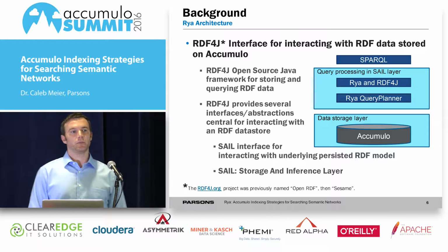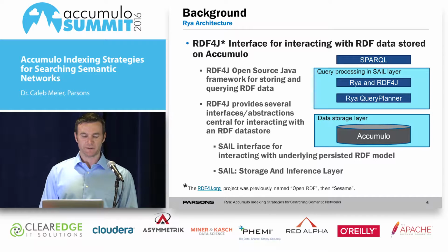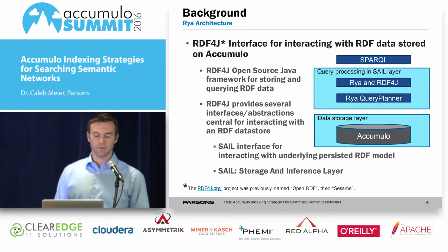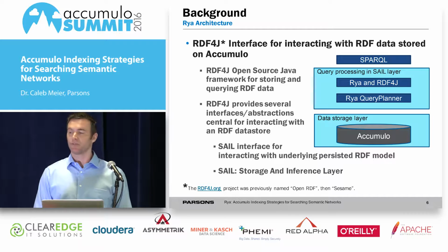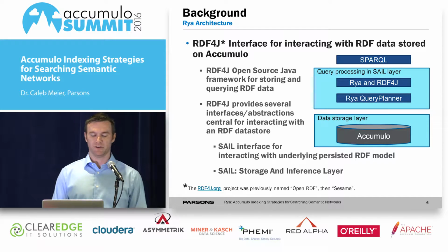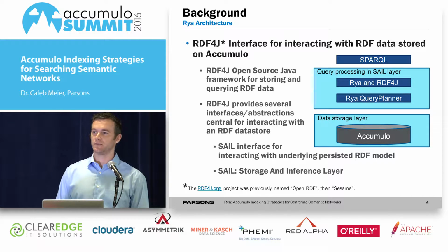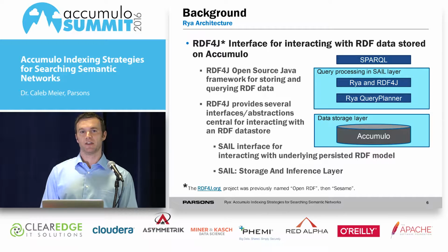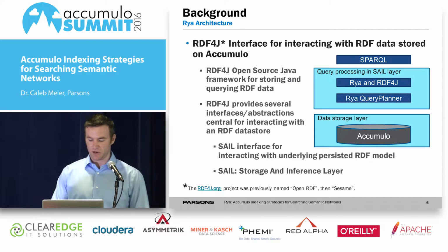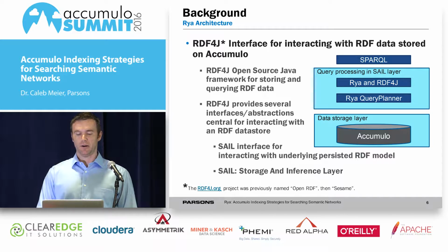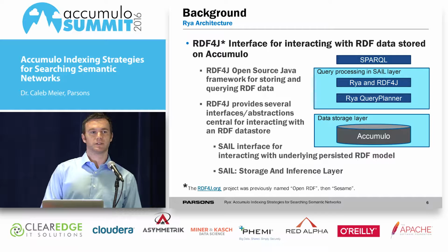RIA is an implementation of an RDF4J interface. RDF4J is an open source Java framework for querying and storing RDF data. It provides a couple of abstractions and interfaces for interacting with the underlying data store. The most important from a RIA perspective is the SAIL interface, where SAIL stands for the storage and inference layer. Here in our diagram, the SPARQL query comes in, it gets parsed by the SAIL layer, a query plan is generated, and then the implementation of the SAIL layer interacts with the underlying data store, which is Accumulo in this case.